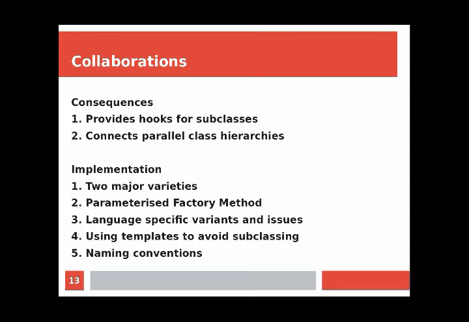And the second one, where we apply the factory method, is parameterized factory methods. They allow the factory method to create multiple kinds of products. The factory method takes a parameter that identifies the kind of object to create. All objects the factory method creates will share the product interface. And the third one is language specific variants and issues, in which different languages lend themselves to other interesting variations and conditions. Fourth, using templates to avoid subclassing.